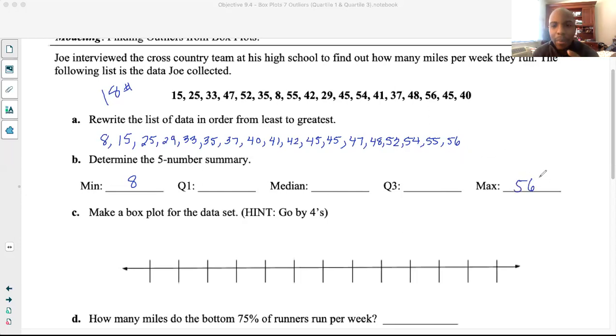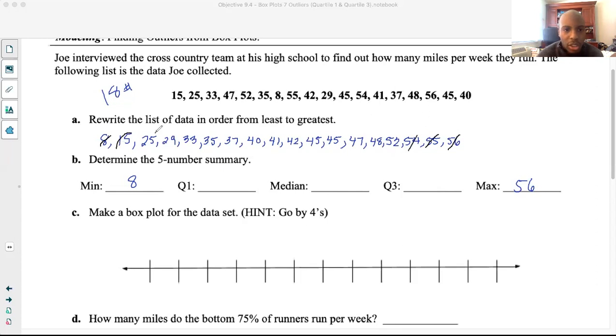Okay, and now we got to figure out quartile 1 and quartile 3. And well, the median we can also figure out right now. So the median, if you need to know, we can literally cross out one number on each side in order to find the median. This is one way of doing it, right? You cross out one number on each side to get to the middle. Remember, median means middle, okay?